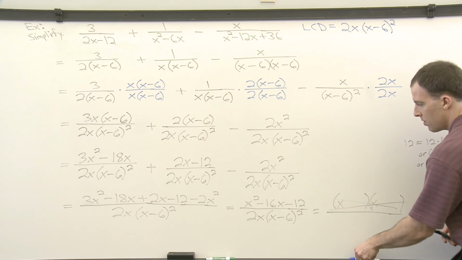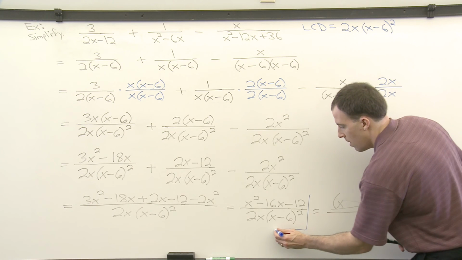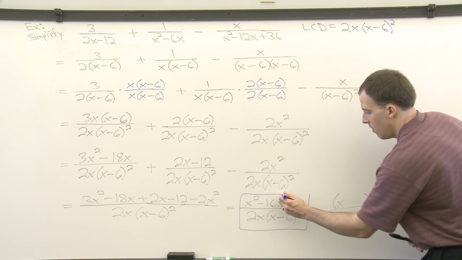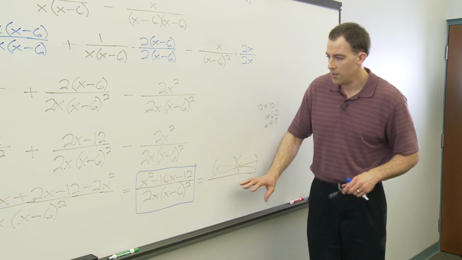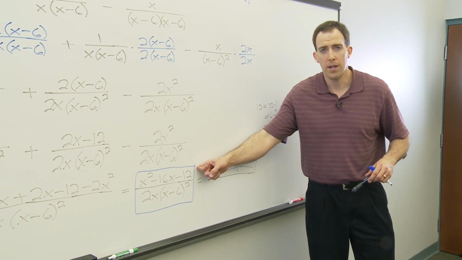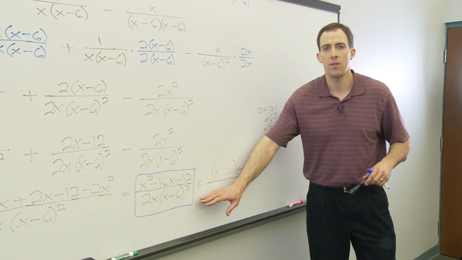So our final result then is right here. x squared minus 16x minus 12 all over 2x times x minus 6 squared. Always at the very end, take a look and see if you can factor your numerator, because sometimes it does reduce. Here it doesn't, and so we're done.